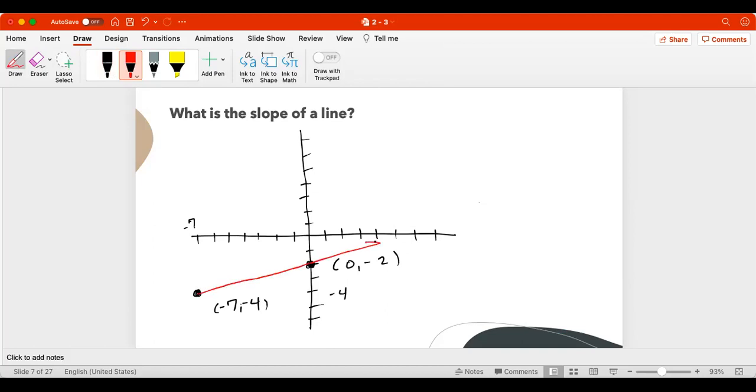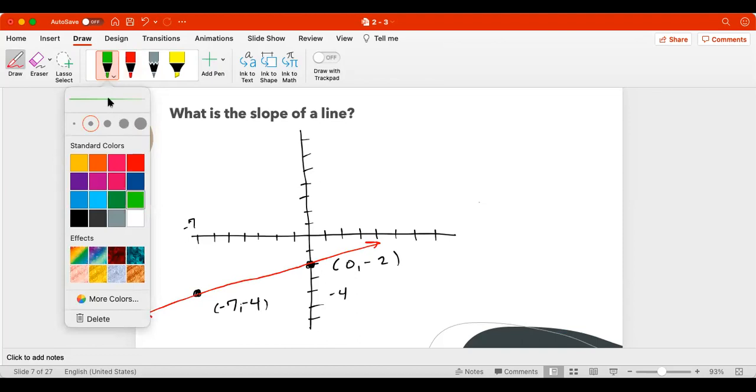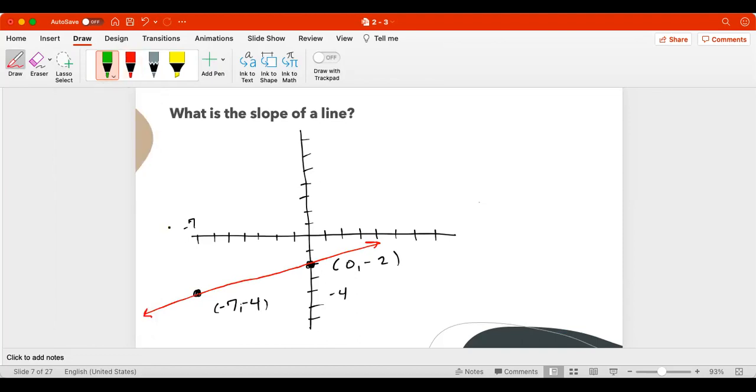Now notice that this line, compared to the last line we drew, the slope is going to be smaller because this line doesn't have such a steepness to it. Okay, so let's change our color. Let's go with green again. Kind of like that green. And remember that slope is rise over run. So how many do we have to go up and how many do we have to go to the right to get to the next point?